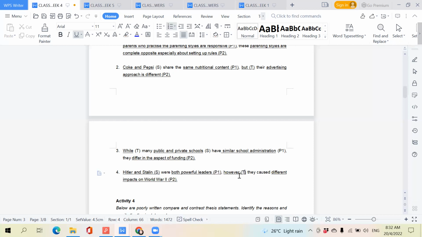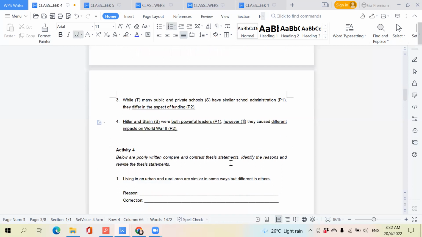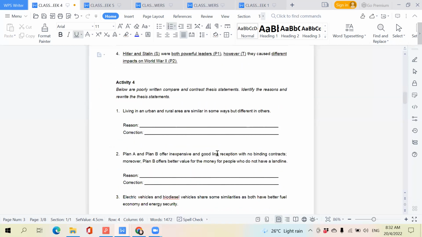Anyway, we're done with that. Now let's look at activity 4. Below are poorly written compare and contrast thesis statements. Let's try to identify why they are poorly written or why they are good. Let's look at the first one: Living in an urban and rural area are similar in some ways, but different in others. What do you think? Is this okay or not? Can you write this type of thesis statement in your paper?